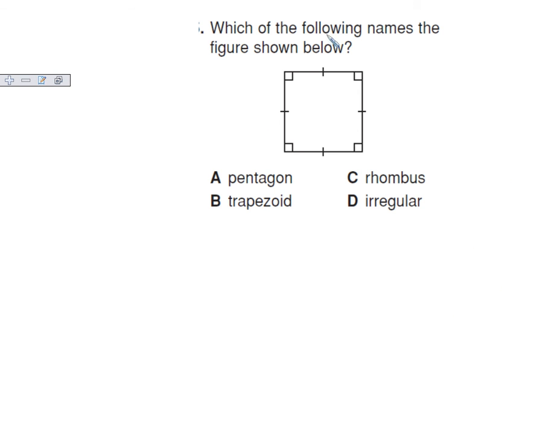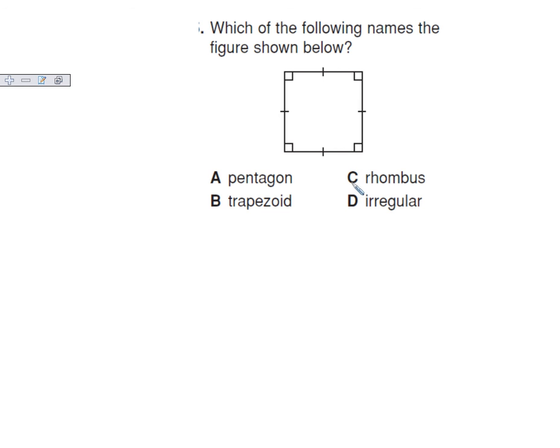All right, which of the following names the figure below? We've done this. We have all the different kinds of shapes, and we learned that we have pentagon. It's just 4 sides. We can eliminate that. Trapezoid. With a trapezoid, 2 sides aren't parallel, so they actually would intersect, and these are all parallel sides. A rhombus is 4 equal sides, and these are all equal. And irregular means all the sides would be different.